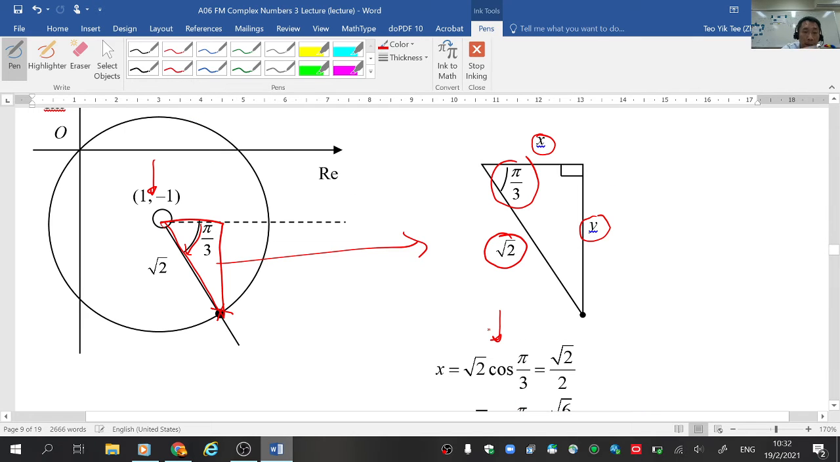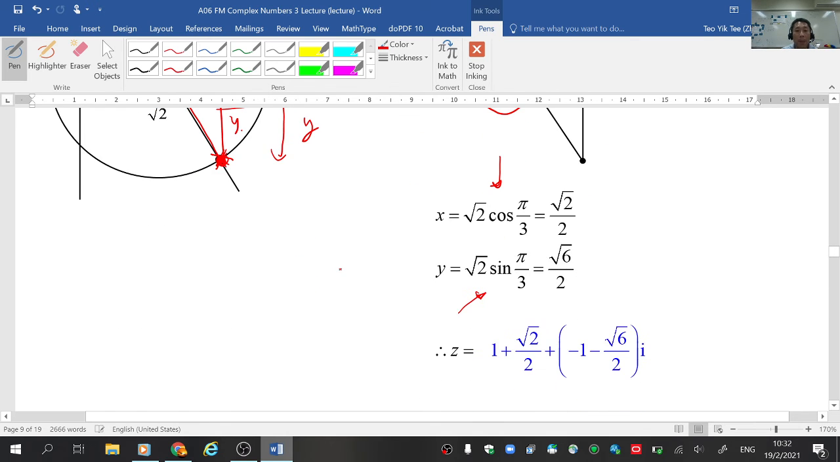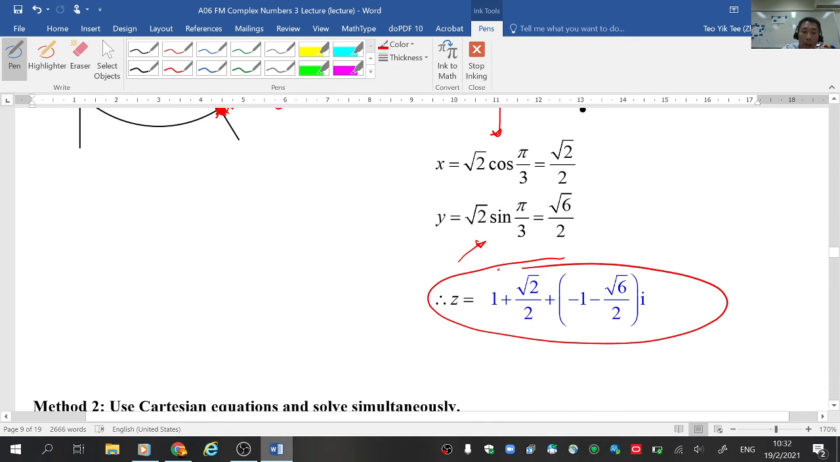What it means is that this distance is x, this distance is y. But I know this distance is actually 1. So the x coordinate of this point is 1 plus x. The y coordinate of this point is minus 1 minus the value of y. And that will be my so-called intersection point using trigo.